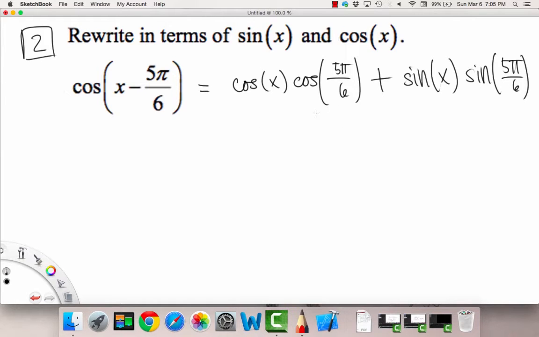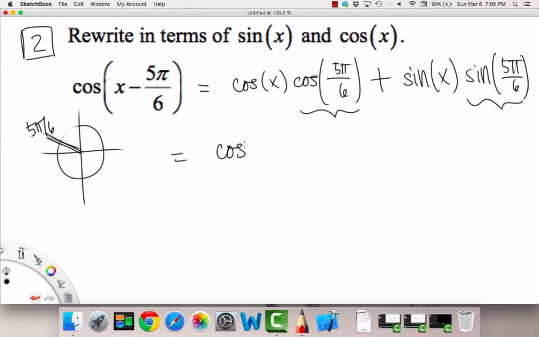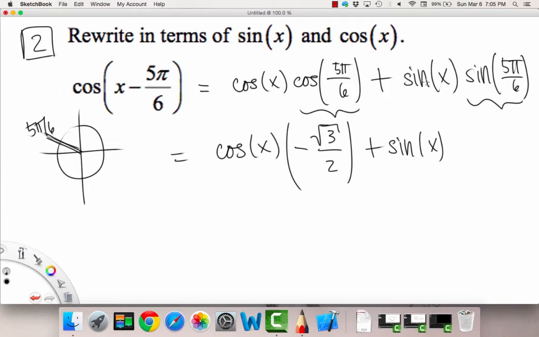Alrighty, so we know this, and we know this as well, so let's just find that on our unit circle first of all. So 5 pi over 6 is almost at 6 pi over 6, which is pi, so 5 pi over 6 is over here. So we just have cosine x here, and cosine of 5 pi over 6 is almost negative 1, but not quite, so we have negative radical 3 over 2. And then we have plus sine x, and sine of 5 pi over 6 is a positive 1/2.